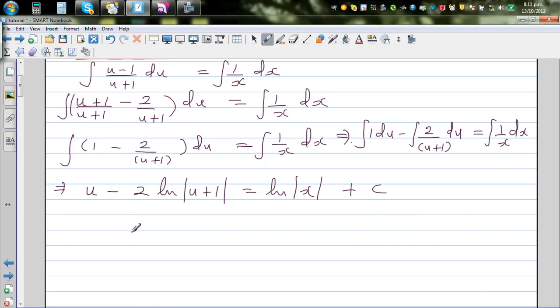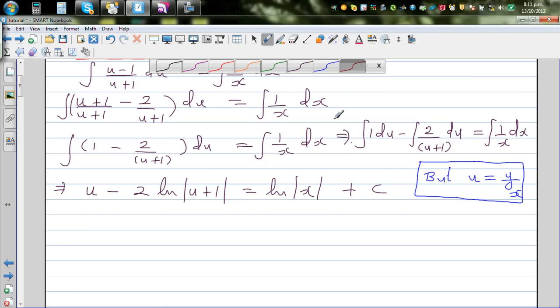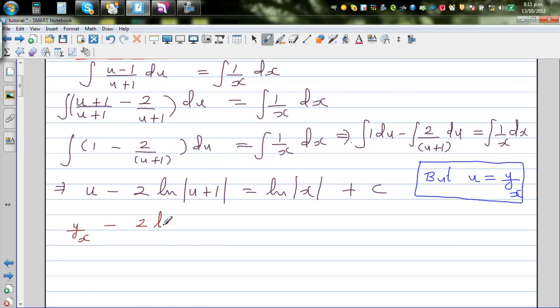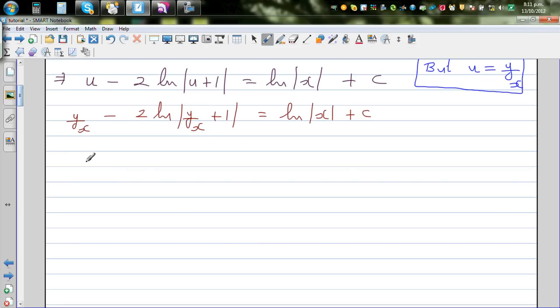Okay, so now let's substitute. What do we know? What is u? u is equal to y over x, because y is equal to ux is given. In place of u, we can back substitute y over x, because we want to express the solution in terms of x and y. So this is y over x minus 2 times natural log of (y over x plus 1) is equal to natural log of x plus c. You're almost there. So y over x is equal to, taking this to the other side, 2 times natural log of, this simplifies to (y plus x) over x, plus natural log of x plus c.